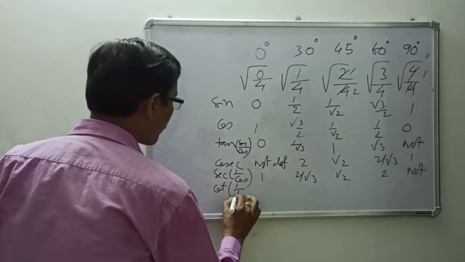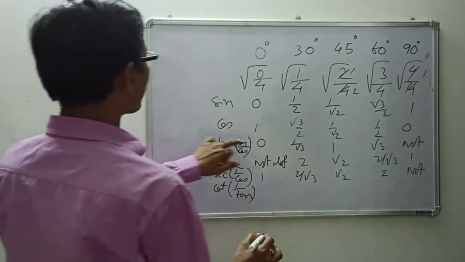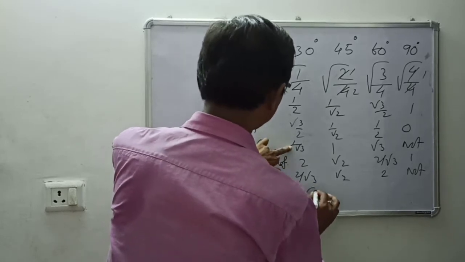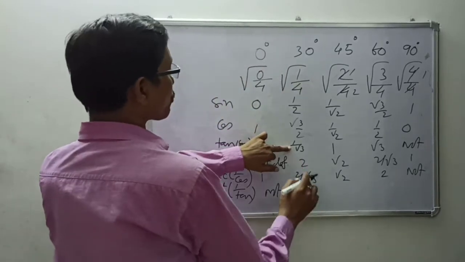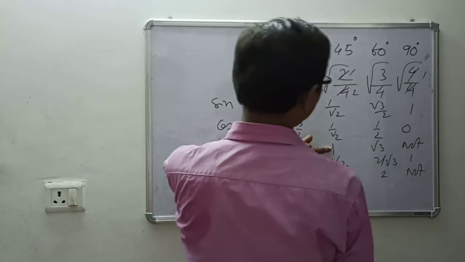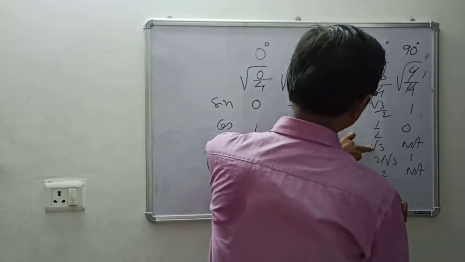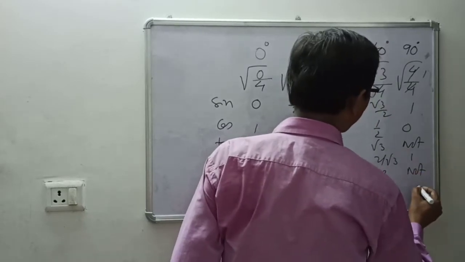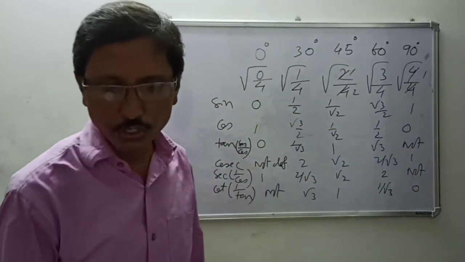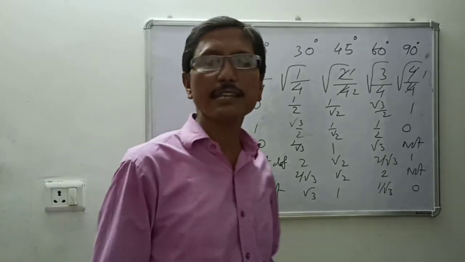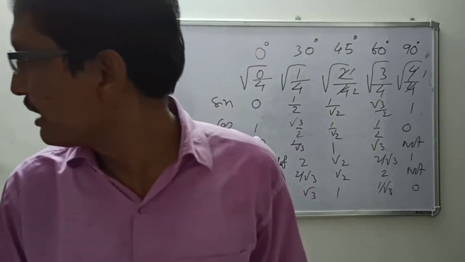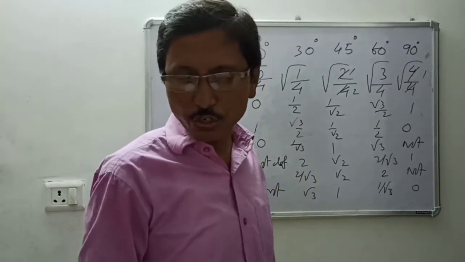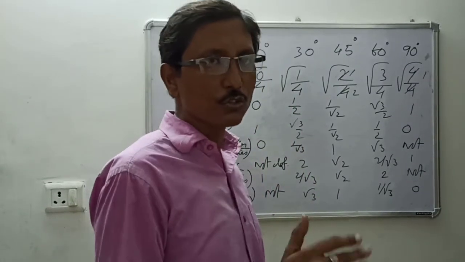Now you have the last value, cot. That is 1 by tan. In tan, think of 0; its reciprocal will be not defined. 1 by root 3 reciprocal is root 3. That means cot 30 is root 3. Cot 45 is 1. Root 3 reciprocal is 1 by root 3 at 60. And something by 0 is not defined; reciprocal means 0 by something, that will be 0. So in this way, if you follow these tricks, you can prepare your table. This is the trigonometric table.